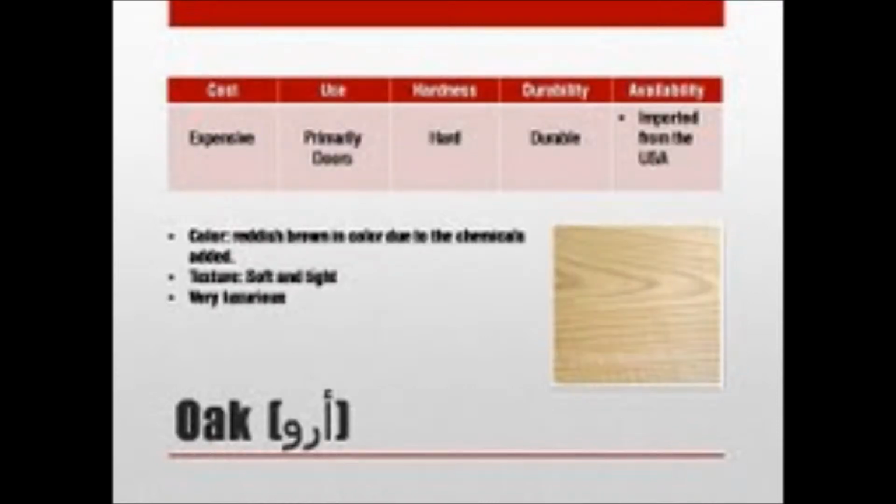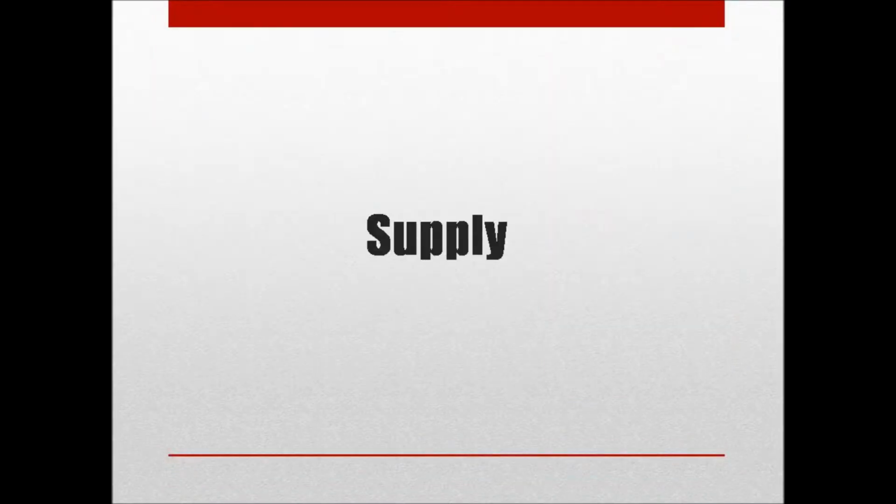Oak, known as aro, is the most expensive common type of wood. It's primarily used for doors. It's hard, always imported dry, and therefore is durable. It has a reddish brown color due to treatments with chemicals and is soft, tight, and very luxurious. Those three types are the ones that are most commonly used in Egypt.